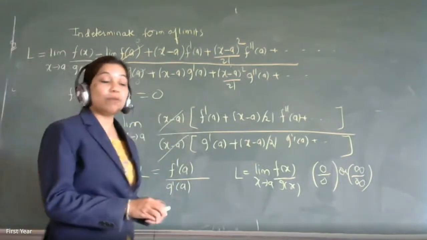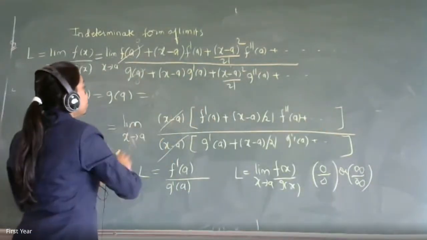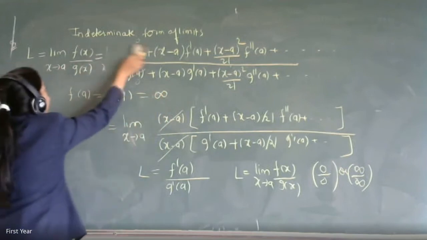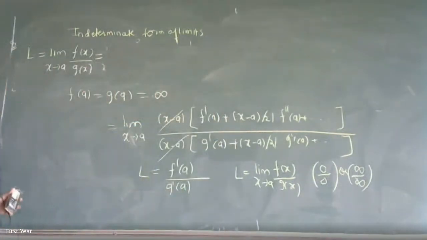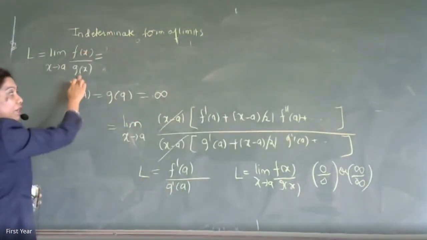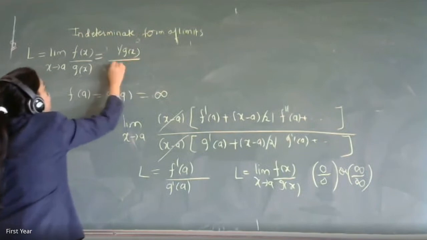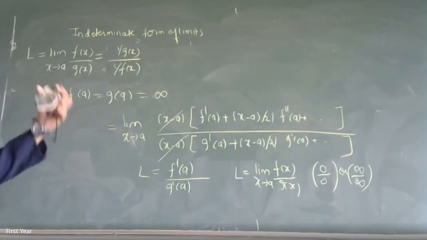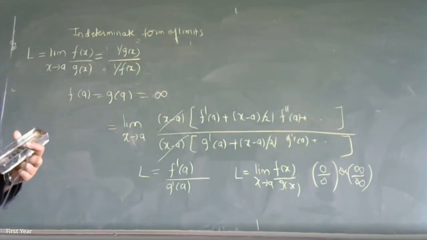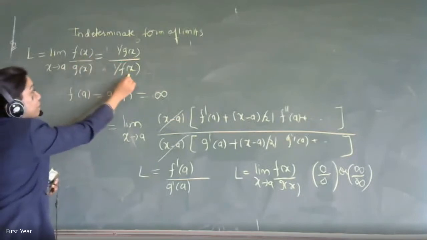Now, if f of a and g of a are 0, just see why I can apply it for infinity by infinity also. Both of them are supposed to be infinity. So what I write is, convert it to 0 by 0 form. I'll write this as 1 by g of x upon 1 by f of x. Can we write this? Yes. So now it is in which form? f of x was infinity, so 1 upon infinity becomes 0.